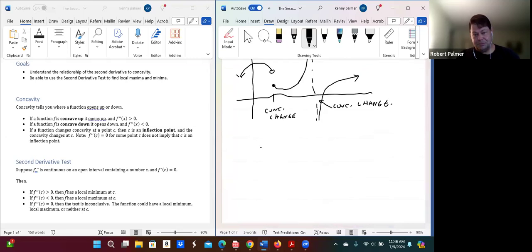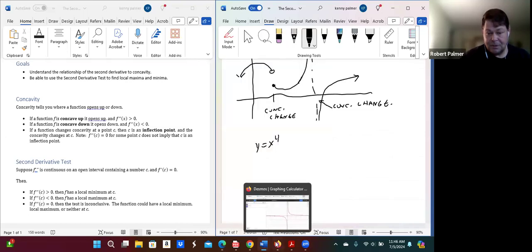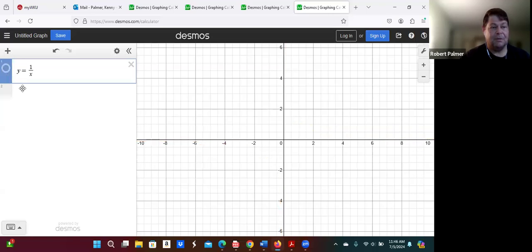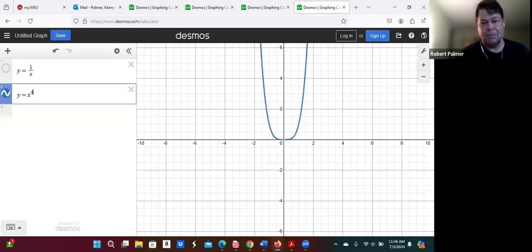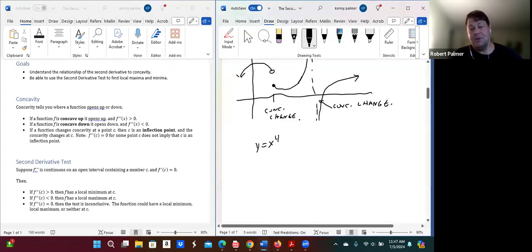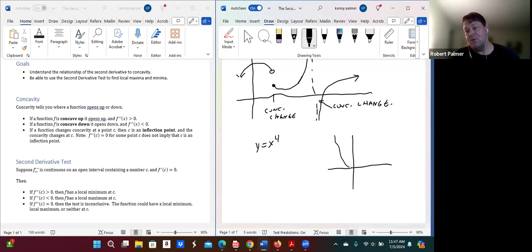So if we have y equals x to the fourth, if you graph this, let's graph that. And if you've seen this graph before, it's similar to a parabola. It's kind of a flattened parabola. So it has kind of the parabola shape, but it's flattened. But if you notice, it's concave up the whole time. So the graph looks like this. It's kind of a flattened parabola.